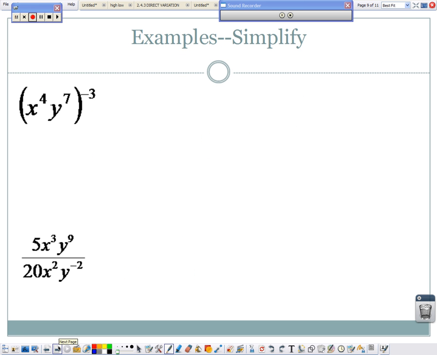Next example. There's a couple ways to do this. Here would be my suggestion. Go ahead and distribute this. Remember from the first video, we're going to distribute this. So I get x. Whenever I have a power to a power, I'm going to multiply. So 4 times negative 3 gives me negative 12. 7 times negative 3 is going to give me y to the negative 21st.